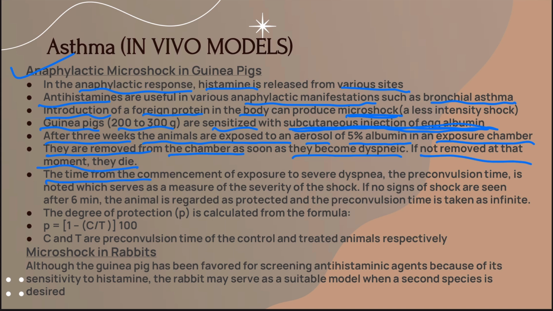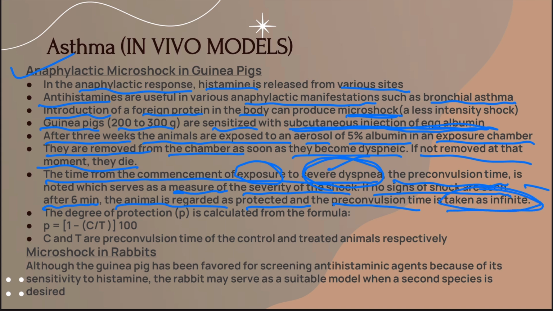The time from the commencement of exposure to the aerosol of 5% albumin to the development of severe dyspnea, and in severe dyspnea there will be convulsions also, so the pre-convulsion time is noted, which serves as a measure of the severity of the shock. If no signs of shock are seen even after 6 minutes, the animal is regarded as protected and the pre-convulsion time is taken as infinite. That is, even if we don't see any signs of shock within 6 minutes of exposure, the animal is considered to have a pre-convulsion time of infinity.